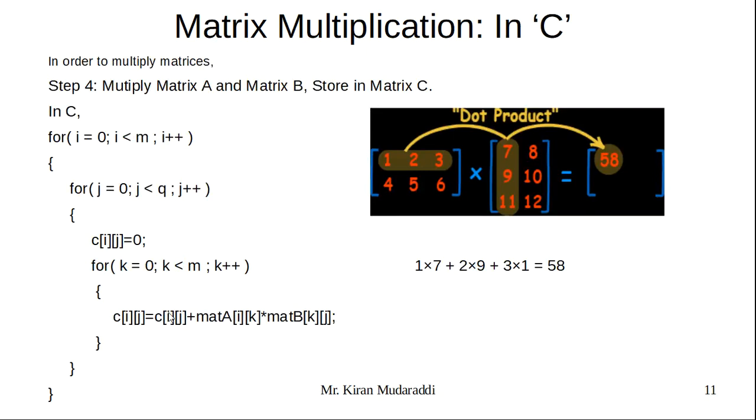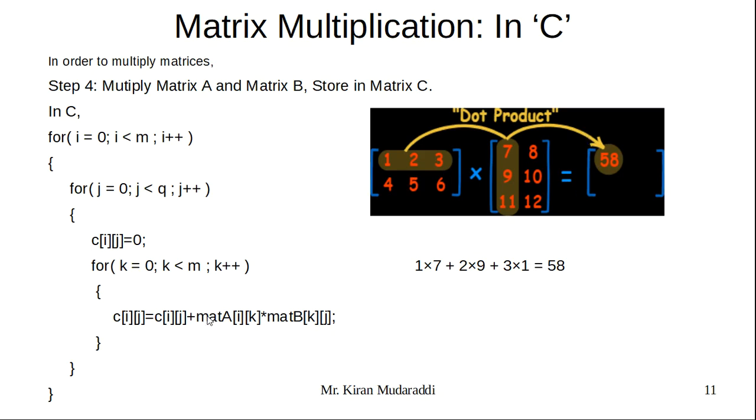So to do that, we are using this formula, matrix IK. I value is equal to 0, K value is equal to 0 initially. That is, my 1 is multiplied with B element, B of 0, 0. B of 0, 0 is nothing but 7. That is 1 into 7. Similarly, K value is going to increment and J value is going to increment, and it will change to 2 into 9 and 3 into 11. The answer will be 58.